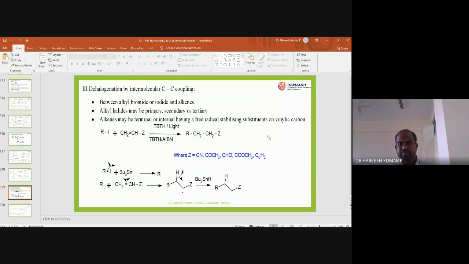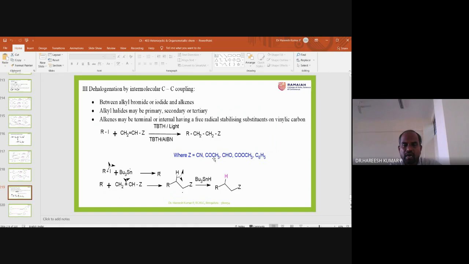What will happen here? Stabilizing the substituents on vinylic carbon. So this is R1, CH2 double bond CHZ. R1, CH2 double bond CHZ. Okay. Then here R, CH2, CH2Z. Okay. So where Z is equal to CN. So that means Z is equal to CN, meaning an electron withdrawing group.